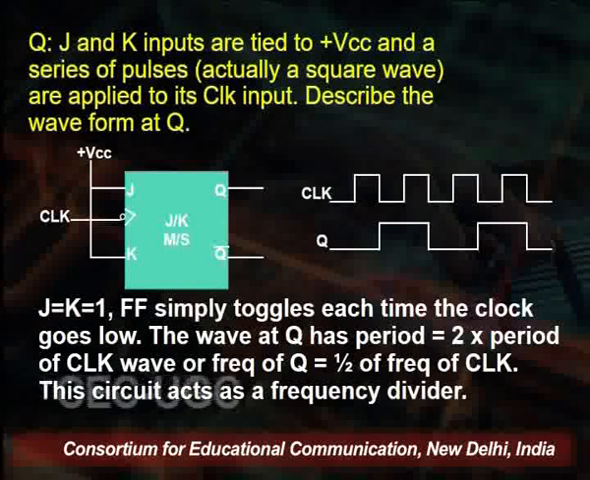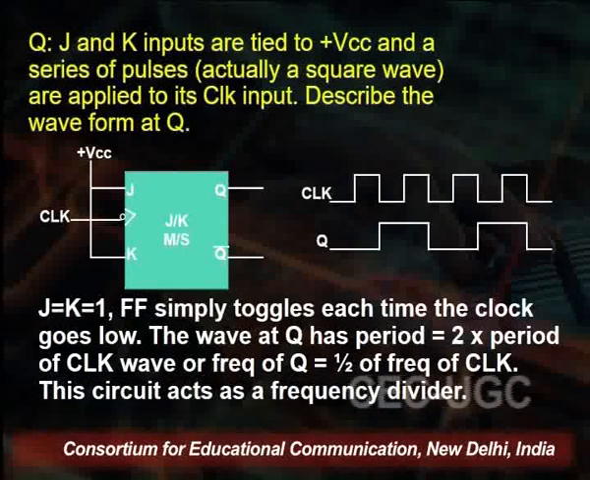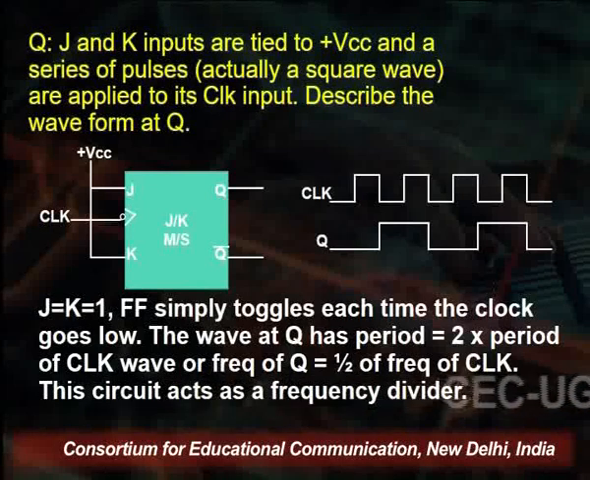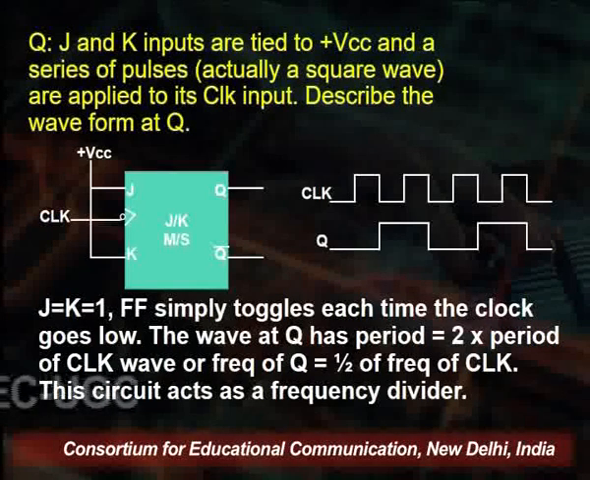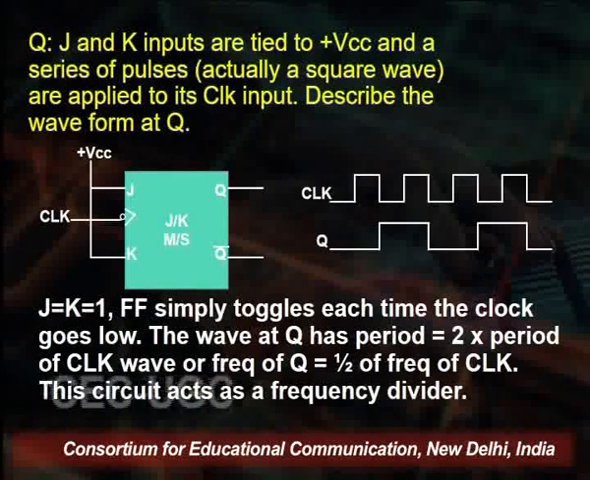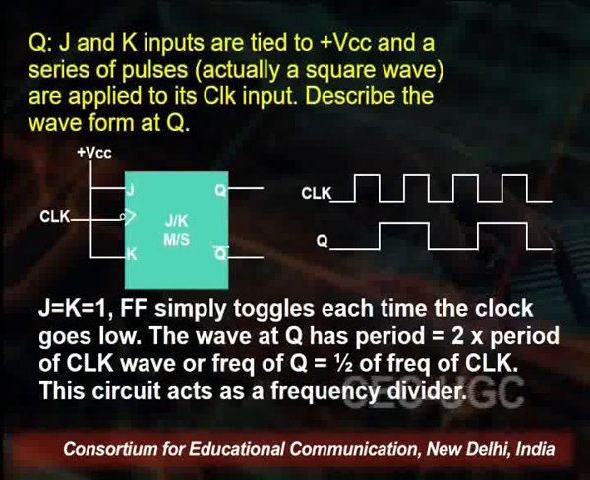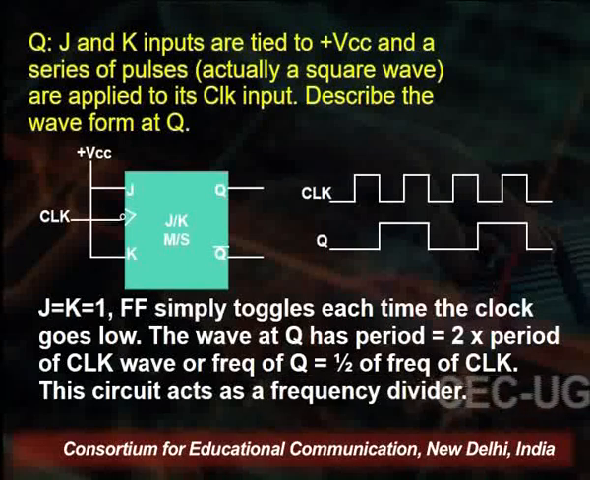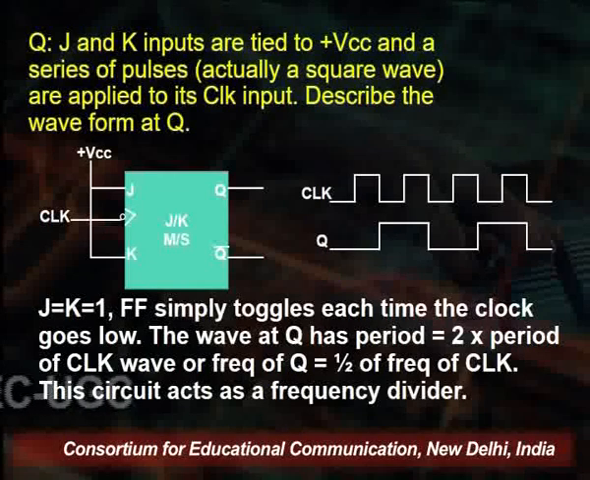So if we look at this numerical over here, we can see that when J is equal to K is equal to 1, then the flip-flop simply toggles each time the clock goes low. Why? Because we see that the symbol of the clock is shown as negative triggering. So if we look at the clock, the value of Q changes at every negative going state. We all know that when J is equal to 1 and K is also equal to 1, the output of the flip-flop is the complement of its last state.